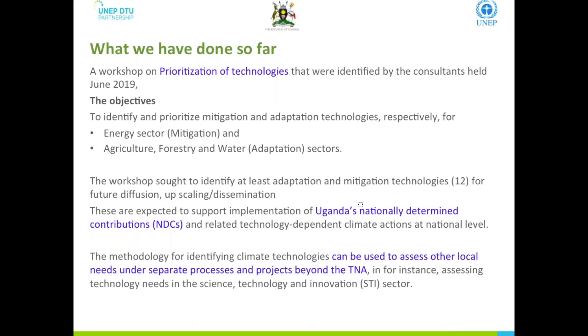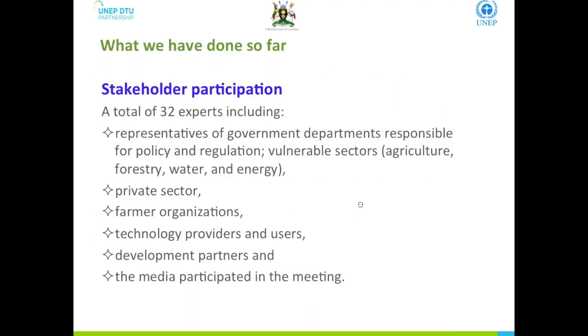And again, like it has already been articulated by the previous speakers, one of the key things that we are looking at is how this process can also help us to operationalize our nationally determined contributions. So it's for us a very useful process that will help us to implement these contributions.